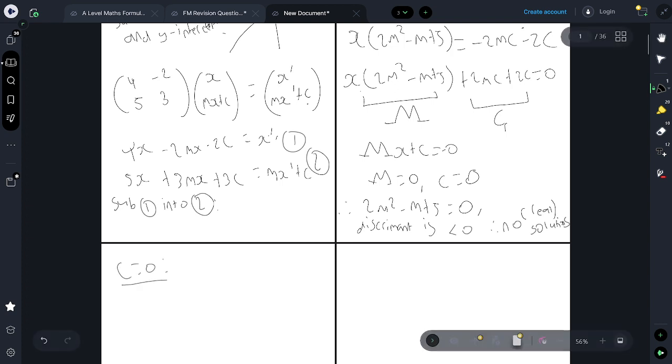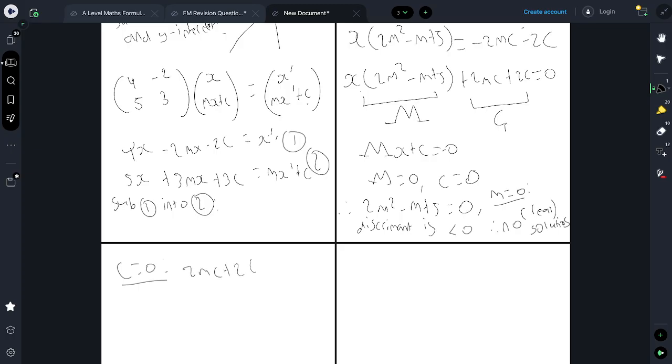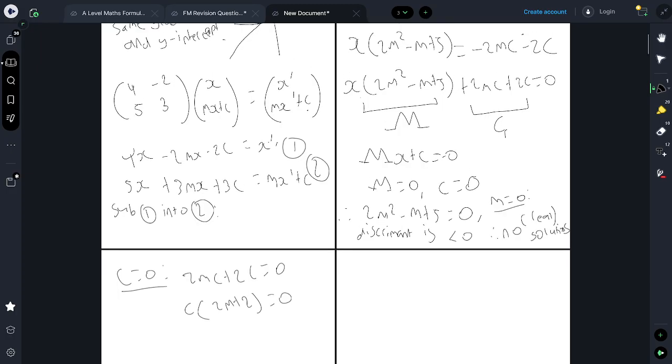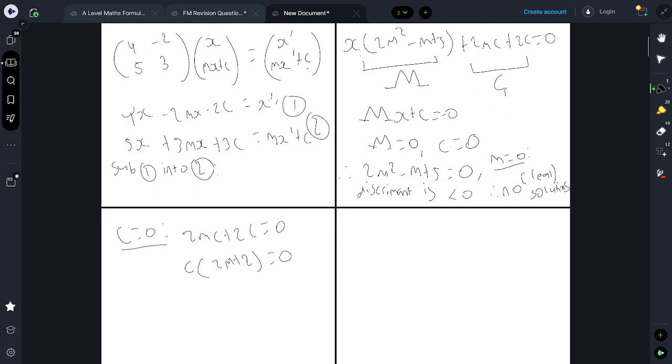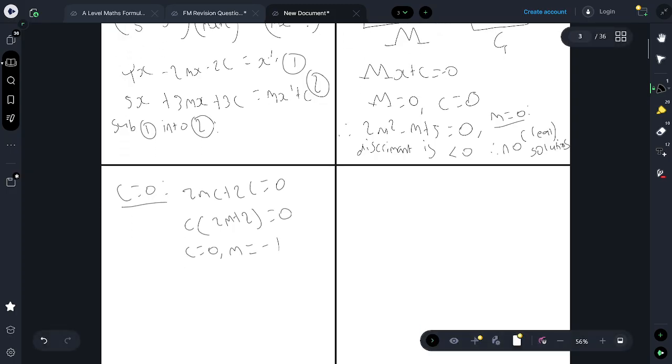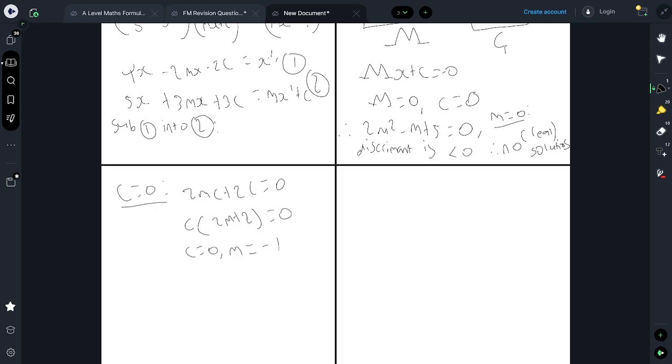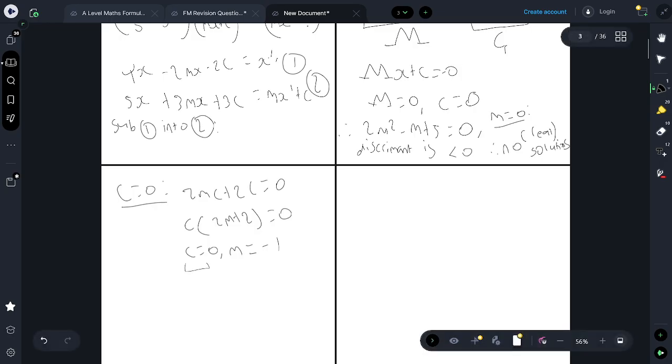C is 0. So this is when m is 0, by the way. That's the first case. Let's look at this part then. That means 2mc plus 2c has to be 0. We can factor that out to say c of (2m plus 2) equals 0. So you have c is 0 or m is minus 1. But actually, both of these have to happen, right? m has to be 0 and c has to be 0. So c equals 0, sure, can be a solution.